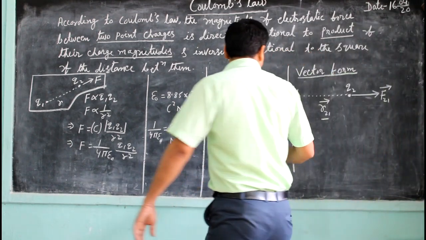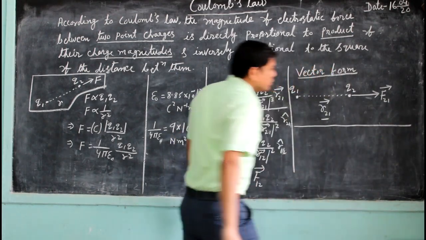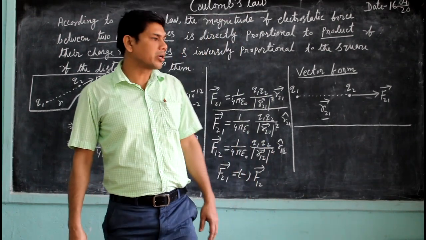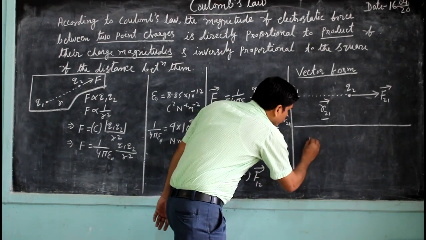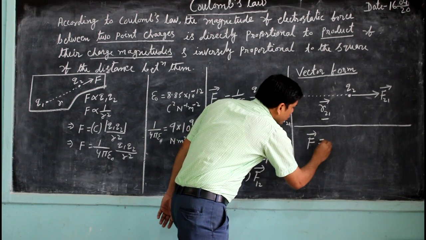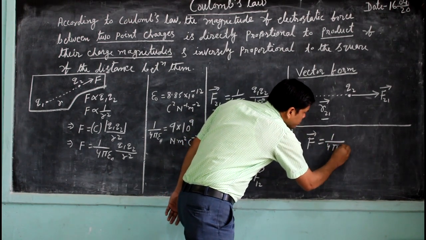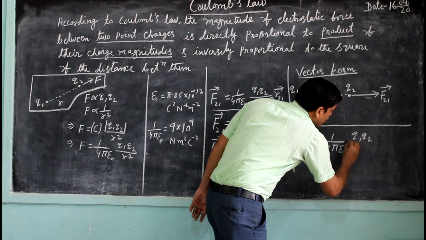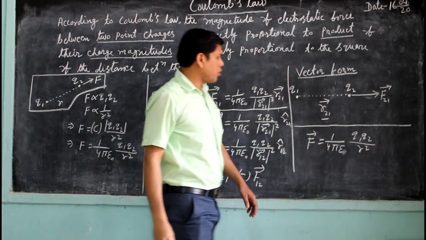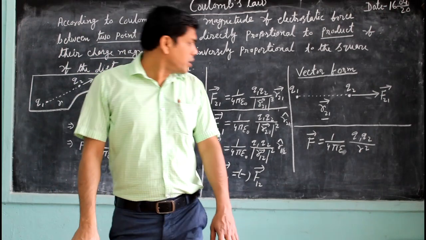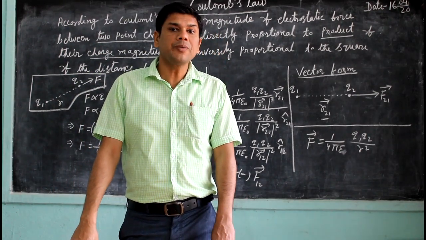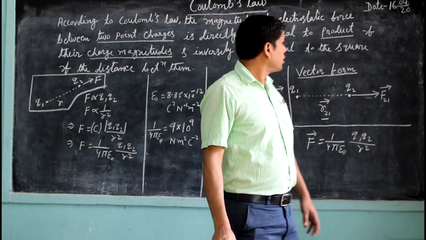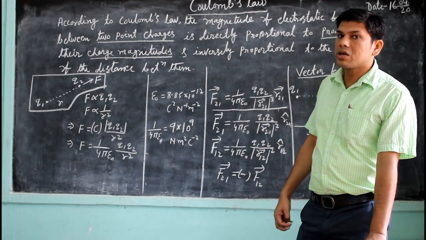Now, if the two charges are placed inside any medium other than vacuum or air, then the magnitude of the force between the two charges will be 1 by 4 pi epsilon naught epsilon Q1 Q2 by r square. What is epsilon? It is the absolute permittivity of the medium. So just go through these basic things.